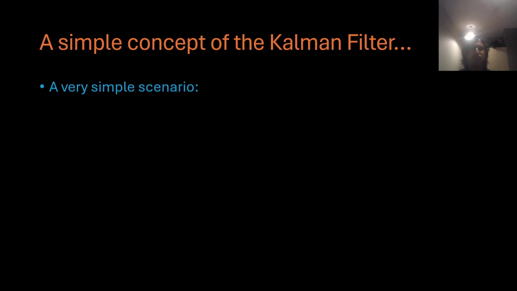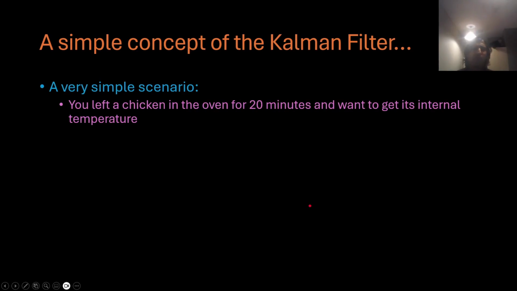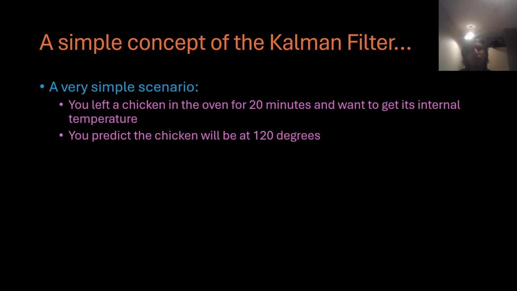So, a little simple, kind of silly scenario of Kalman filtering. A very simple scenario. You left a chicken in the oven for 20 minutes and you want to get the chicken's internal temperature so that you know the chicken is cooked properly and safely. Now, you've probably cooked chickens many, many times in the past, maybe 5 times.